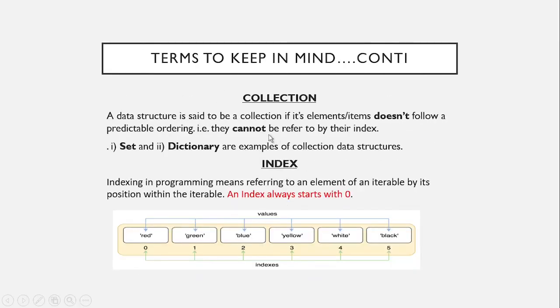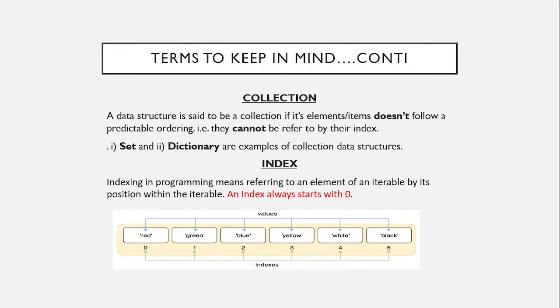Okay, so the next thing you have to keep in mind is a collection. A collection is the opposite of a sequence. In a sequence, the ordering is important. In a collection, the ordering is not important. So meaning you cannot refer to the items by their index. Every time you call the data structure, the items change positions. So sets and dictionaries are examples of collection data structures, meaning in these data structures the index is not important, the order is not important, because the order keeps changing.